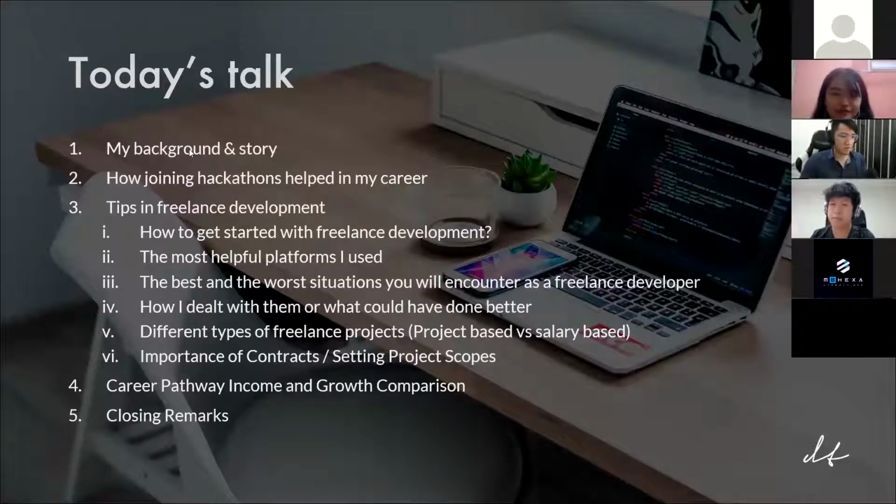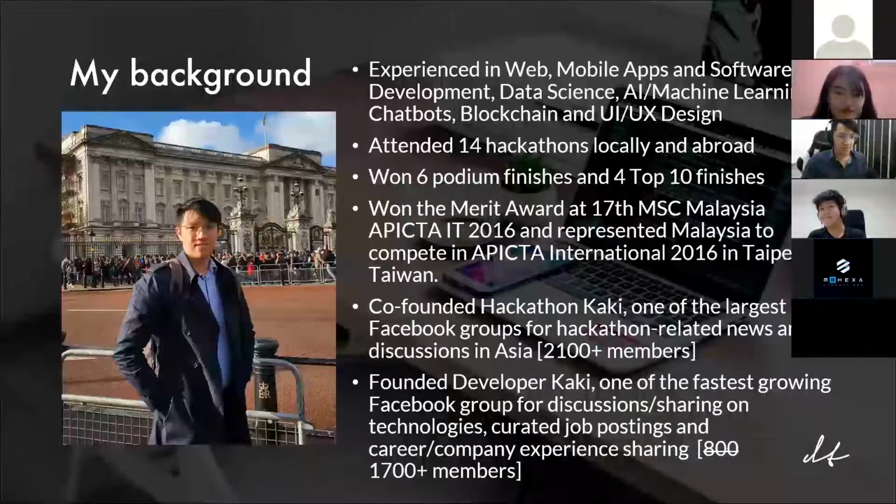And also I'll be sharing some tips that I learned throughout my journey as a freelance developer that I think you can't find anywhere else on the internet. You need to really face those problems, only then will you actually learn from this. These are some of the content. And also I'll be sharing with you the different career pathways that you can take, and also compare the income and growth that you can aim to achieve by taking each of those paths. And lastly, I'll be ending with some closing remarks that will summarize the whole session. Okay. So let's get started.